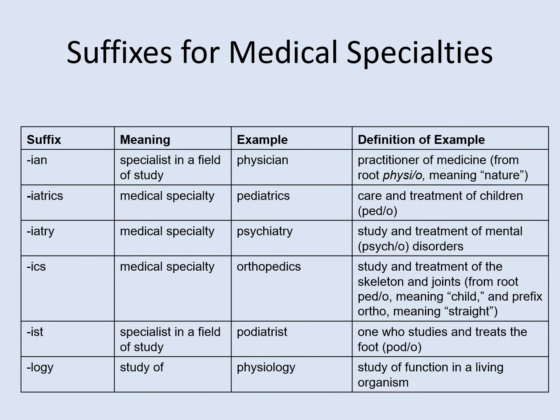These are some further examples of suffixes in medical specialties. Ian, as in physician, is a specialist in medicine. Iatrics, as in pediatrics, is the study of children. Iatry, as in psychiatry, is the study and treatment of mental disorders. Ics is a medical specialty, as in orthopedics. Ist, as in podiatrist, is a specialist in the study of the feet, or pod. And logy is the study of, as in physiology, which is what you are doing right now.